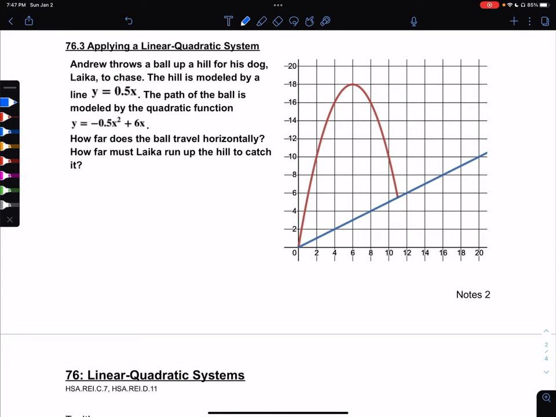In this video, we're going to look at topic 76, example 3, applying a linear quadratic system. Andrew throws a ball up a hill for his dog, Laika, to chase.